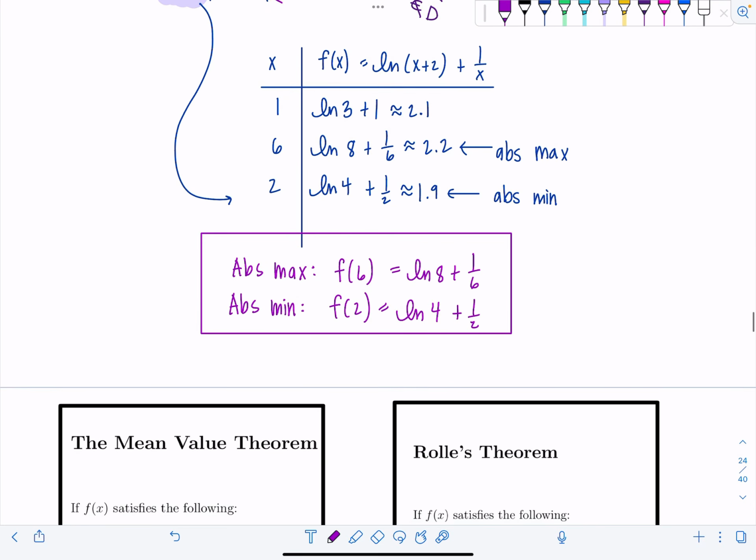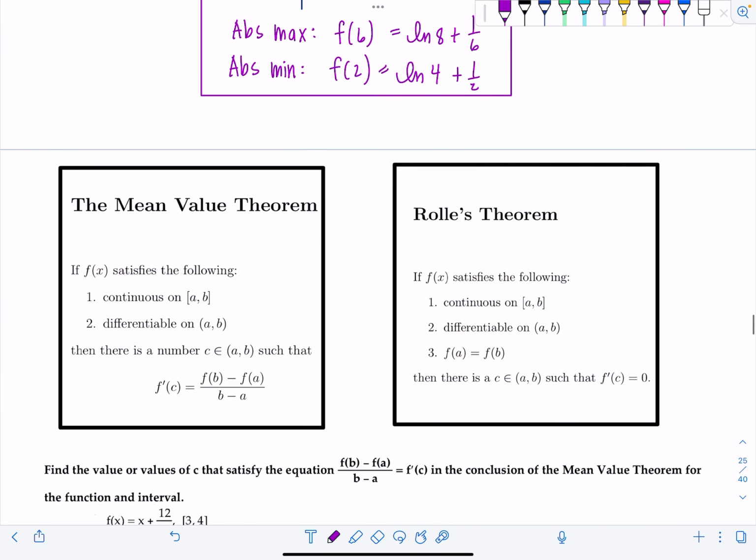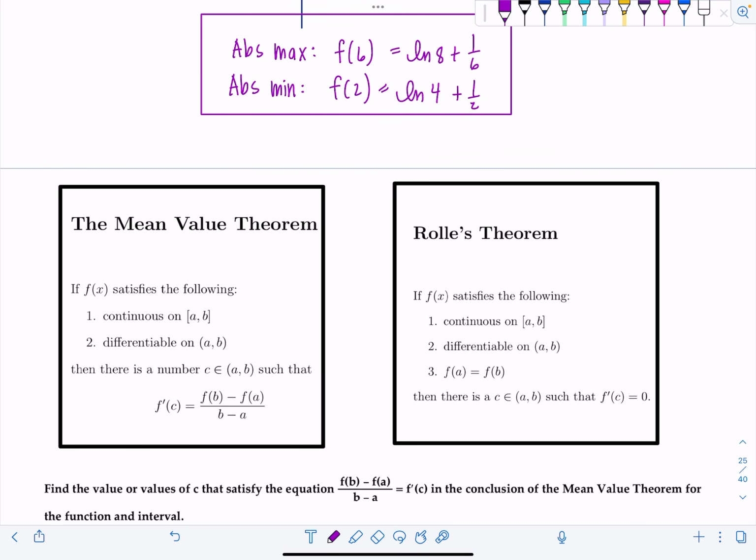All right, I got a couple more theorems for you. Mean value theorem and Rolle's theorem. Rolle's theorem sounds like it's a special case of the mean value, but it's actually the opposite. Anyways, one came first, the other came after, and it's not the way you would think. It doesn't matter. Just remember the statement. Rolle's theorem has one extra condition. Mean value only has two.